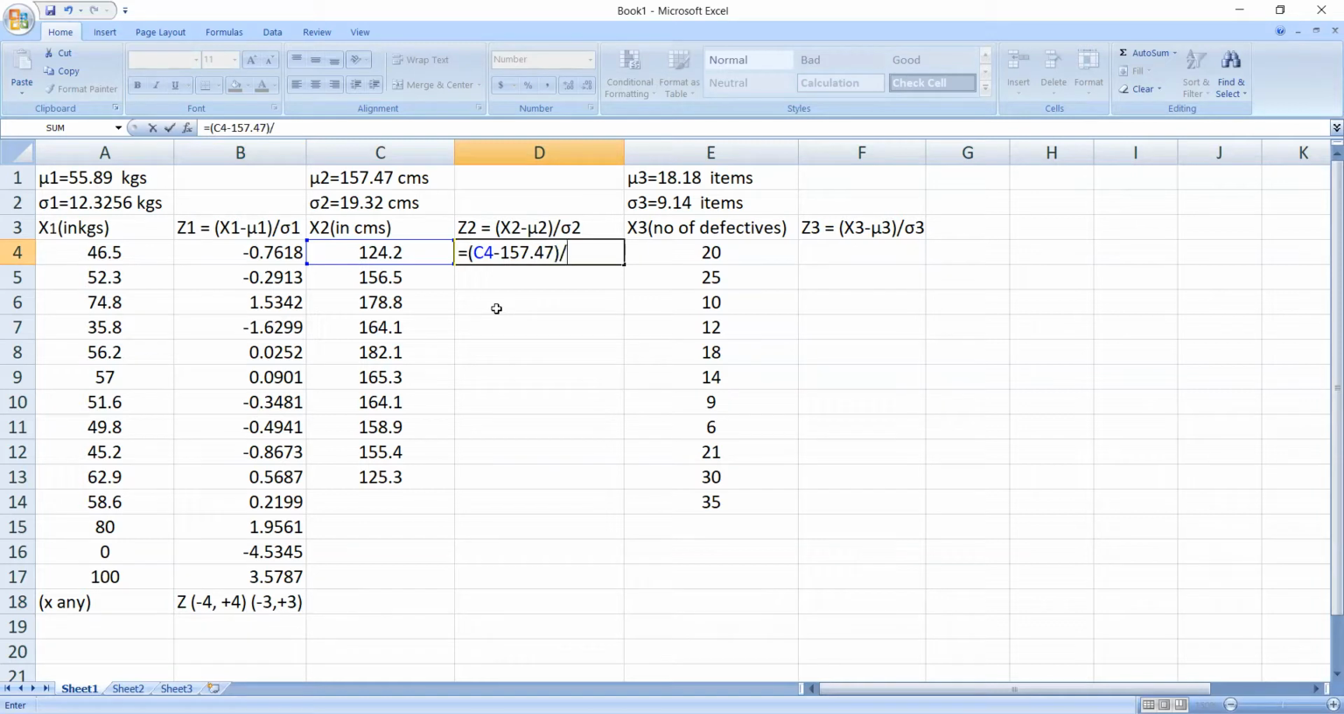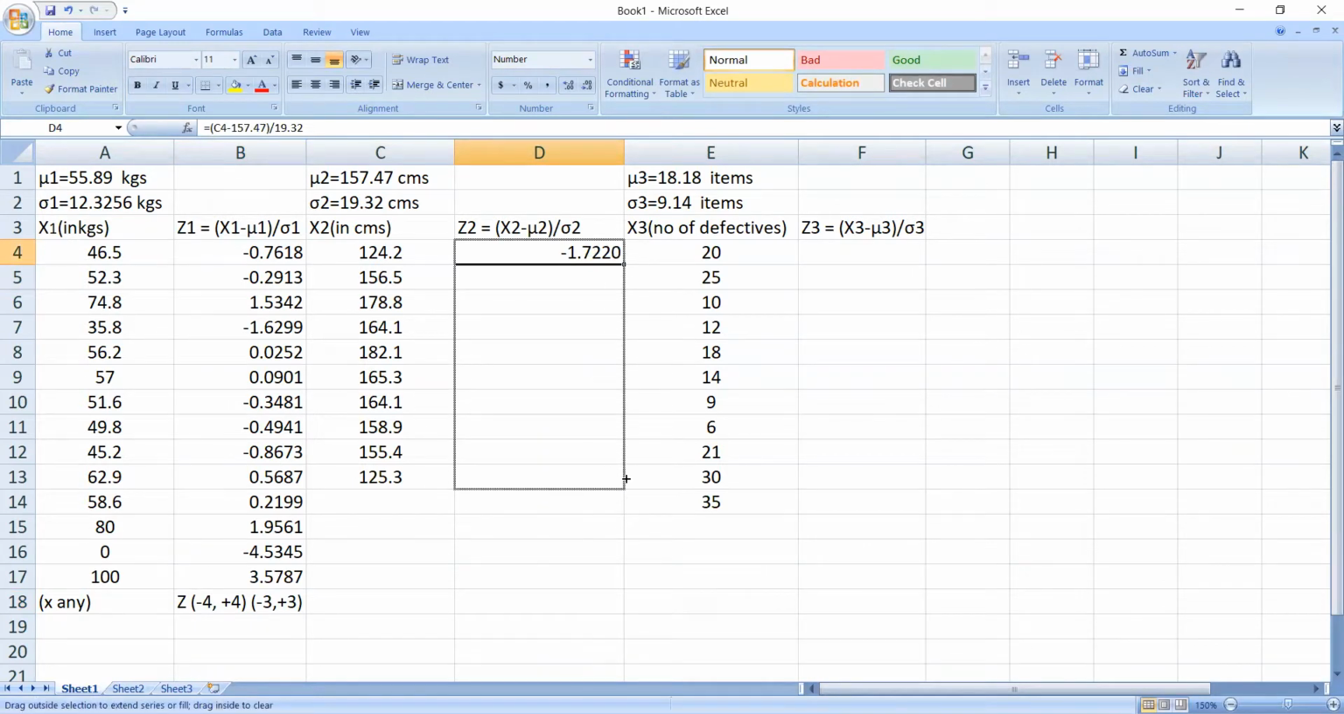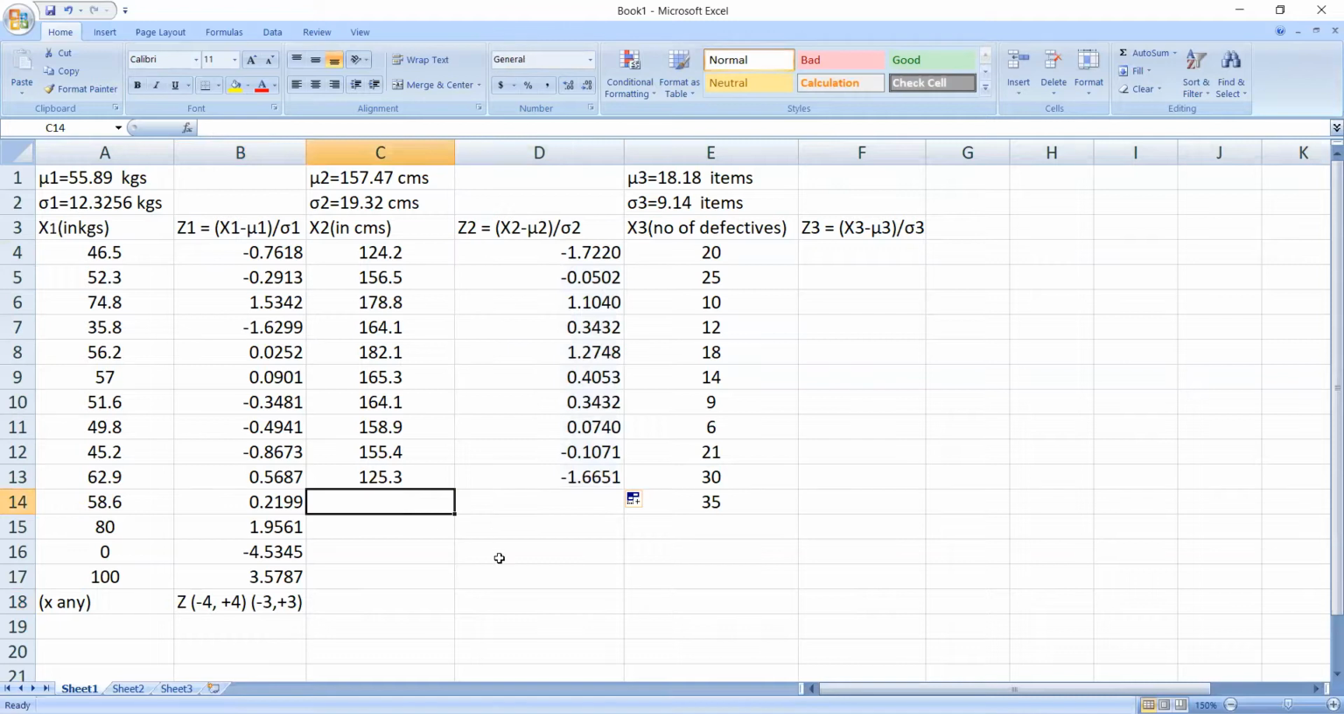And I'll divide the difference by its standard deviation 19.3. So you can see that my Z values are well within the range of -4 to +4, or -3 to +3. So even if you have a rare case where the person is very tall or, let's say, very short, even in those cases your Z doesn't go beyond that particular range.